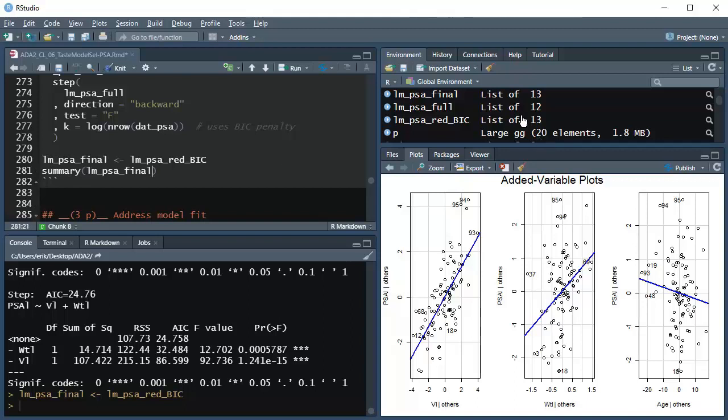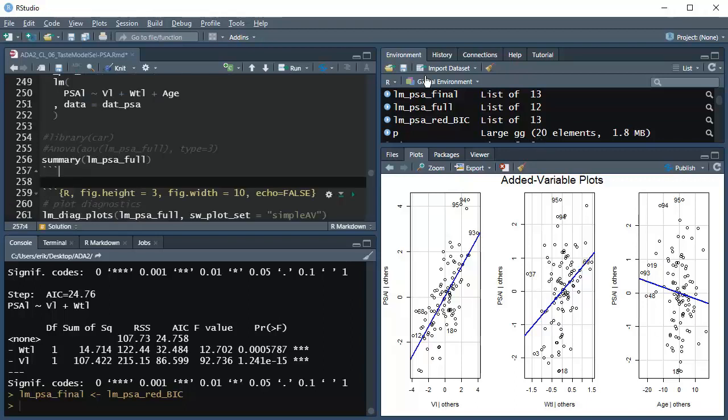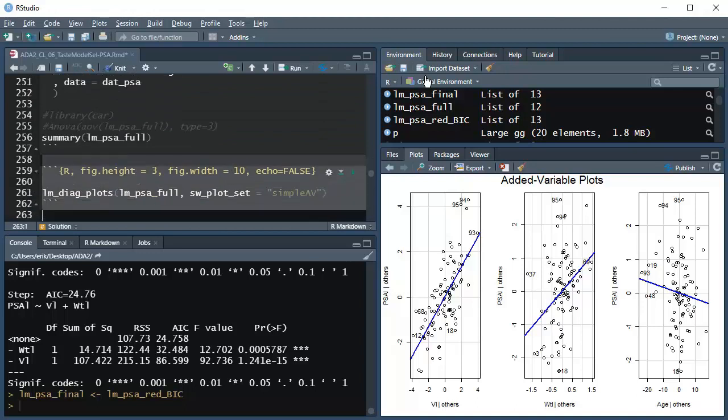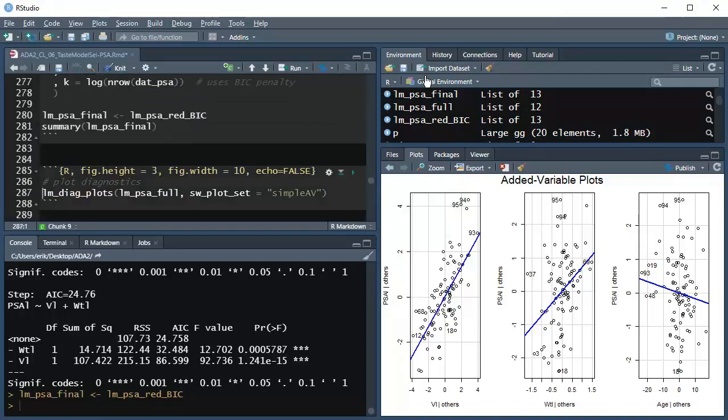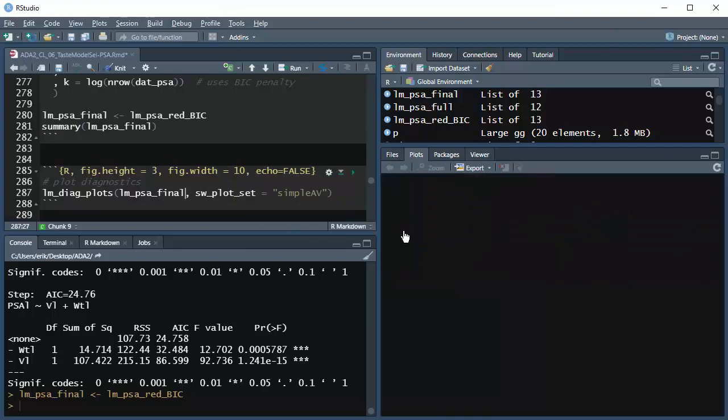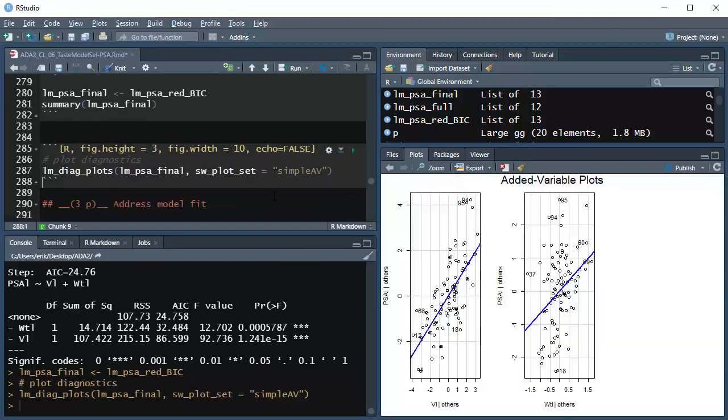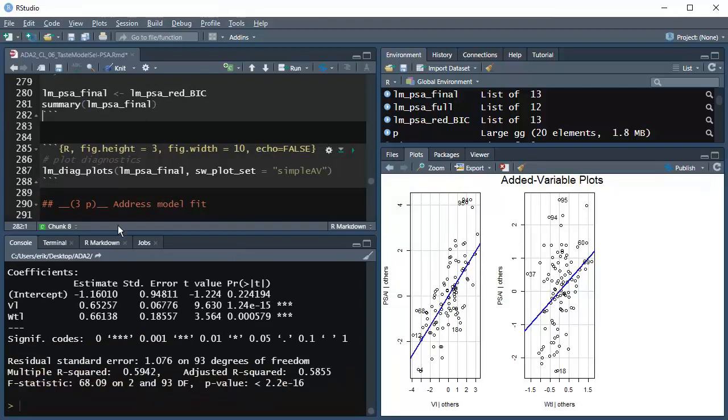And let's also, if I page up for a moment, find the diagnostic plots and make those plots for the final model. I'm going to clear my plot area and make those plots. All right, so let's look at the summary of the final model.